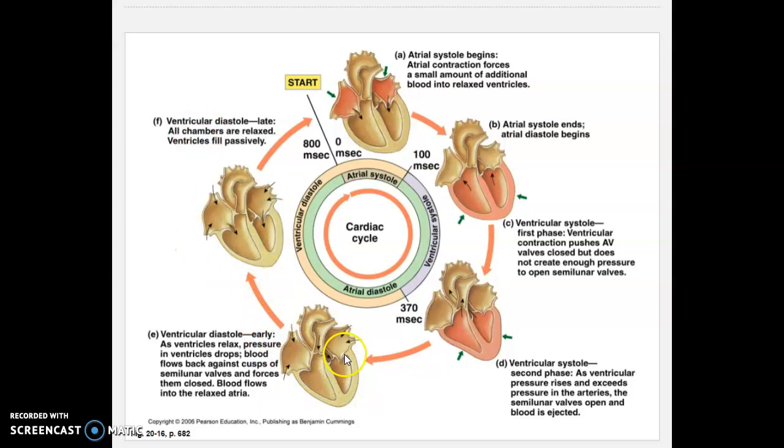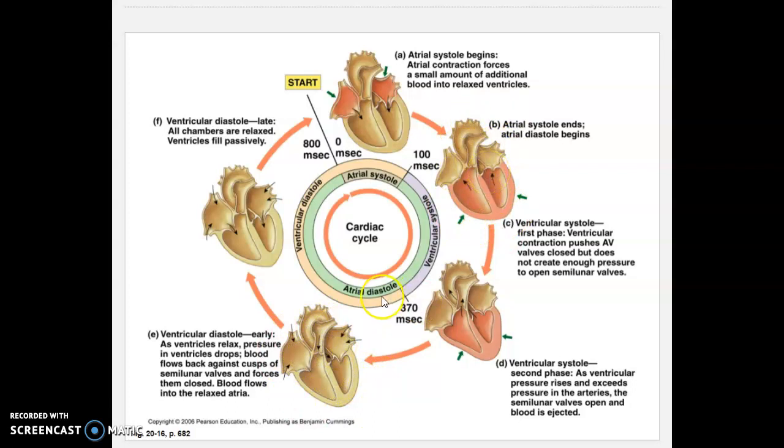Now, what do we see as the difference in the picture? Well, here, all my valves are closed. Notice my AV valves are closed because I closed them here. Notice that my semilunar valves are closed because as soon as we started relaxing and blood fell back down, the blood that got past here in the aorta and here in the pulmonary trunk actually came back from the other side and closed the valves from the other side. So notice that in this picture, all my valves are closed, and in this picture, all my valves are closed.